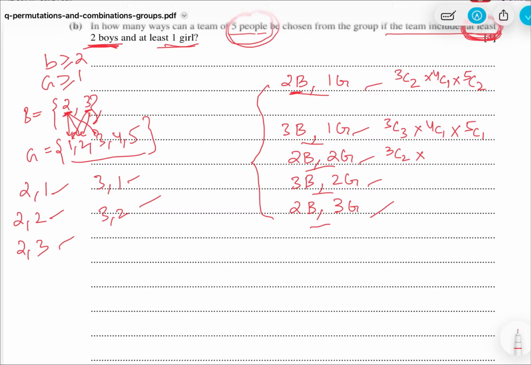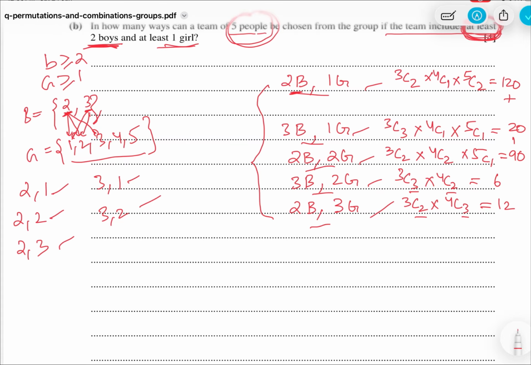Over here, 3C2, 4C2, again 5C1. Over here, 3C3, 4C2. This is enough. No more members are required. 3 plus 2 is 5. Over here, 3C2 times 4C3. Again, 5. Answer for this one would be 120, 20, 90, 6, and 12.